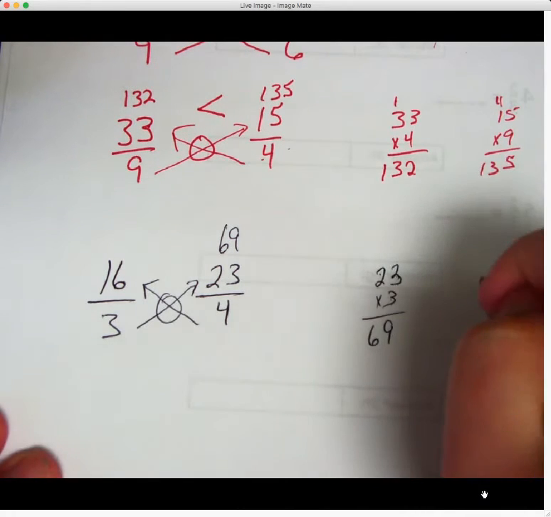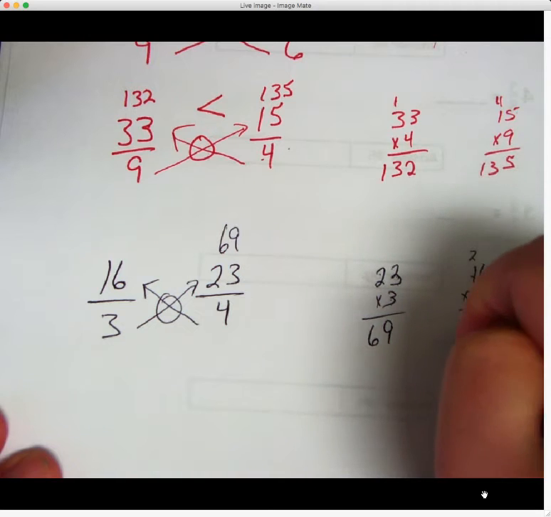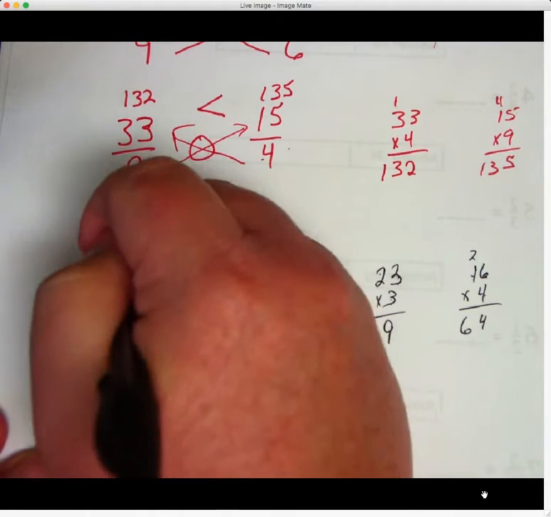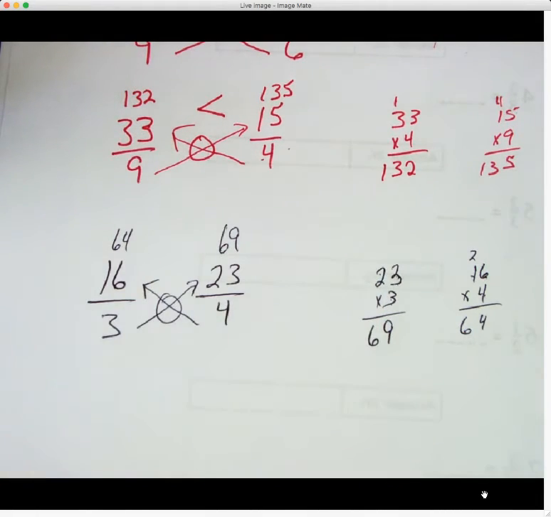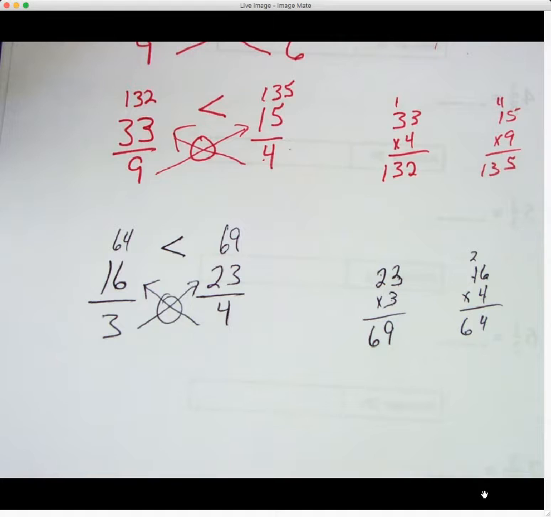4 times 16. 6 times 4 is 24. Put your 4 down, carry your 2. 4 times 1 is 4, plus 2 is 6. So this is 64. All right, so now it's easy to see that 69 is greater than 64.